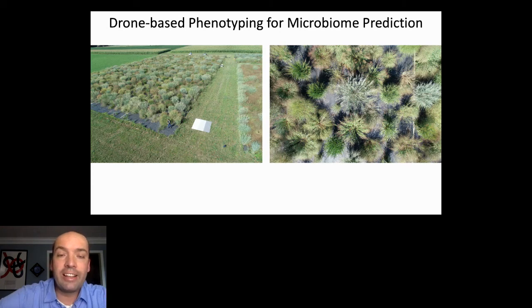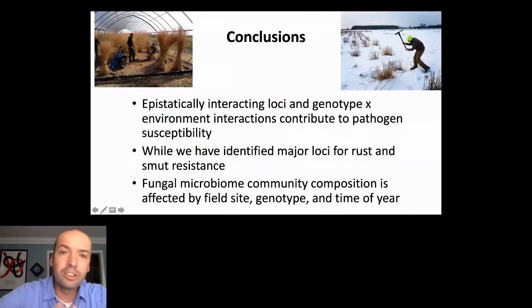We have a lot of data that's come in that we've gotten results for, and there'll be a lot more data coming soon. So look forward to seeing a lot more papers in the future talking about all of these results. Okay, finally, in conclusion, just to wrap it up, one of the main conclusions is that in our mapping population, there were epistatically interacting loci, and genotype by environment interactions with those loci contribute to pathogen susceptibility across space.